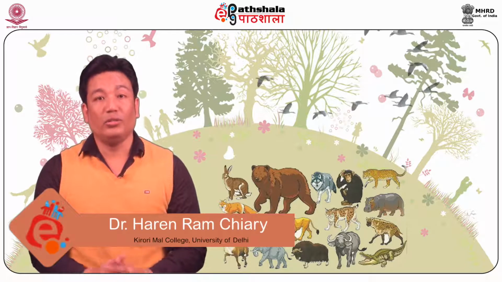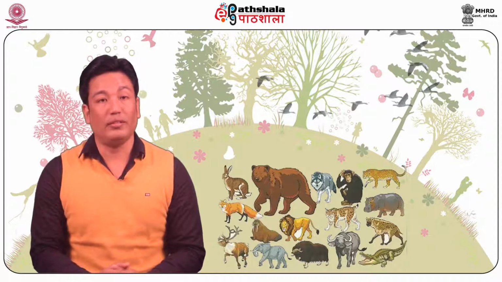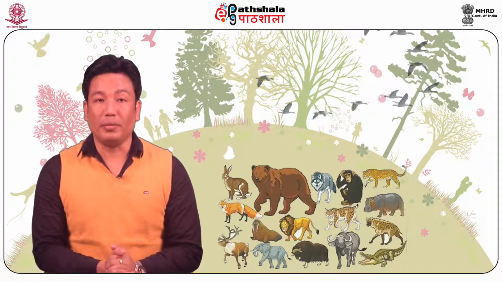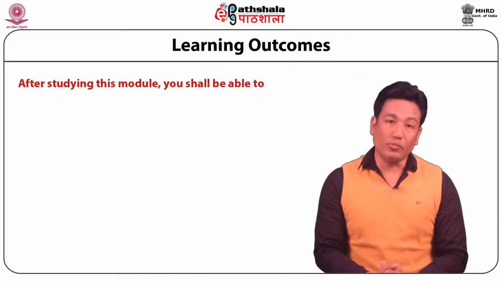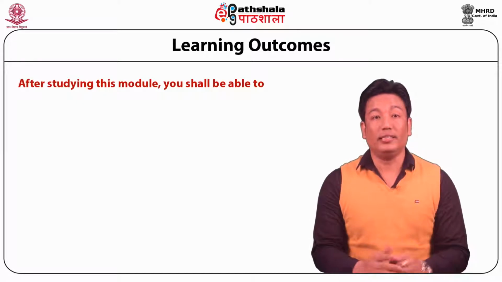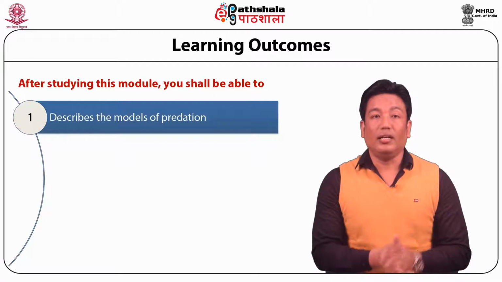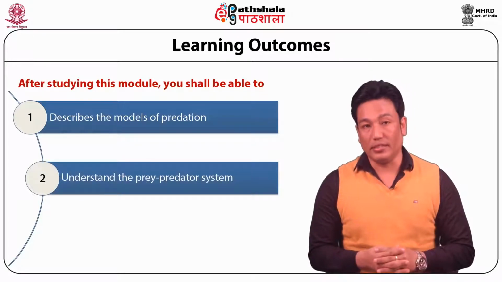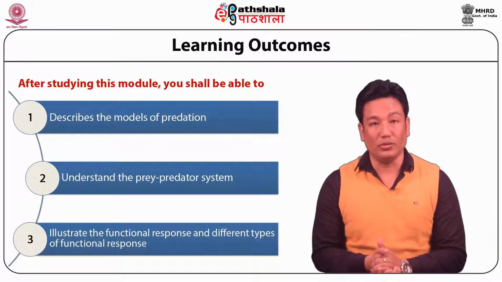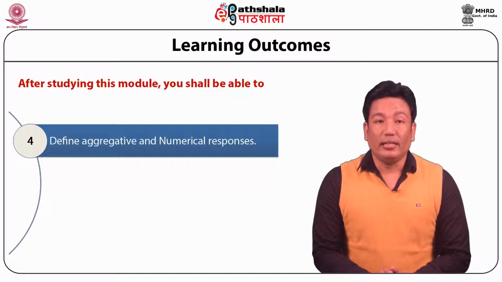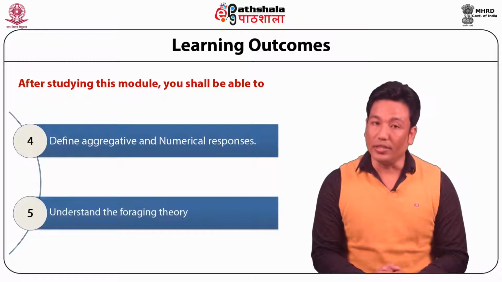Today I am going to talk on the module Prey, Predator and Plant Herbivore Interaction, part first, under the paper Principles of Ecology. Learning outcomes. After studying this module, you shall be able to describe the module of predation, understand the prey-predator system, illustrate the functional response and different types of functional response, define aggregative and numerical responses, and understand the foraging theory.